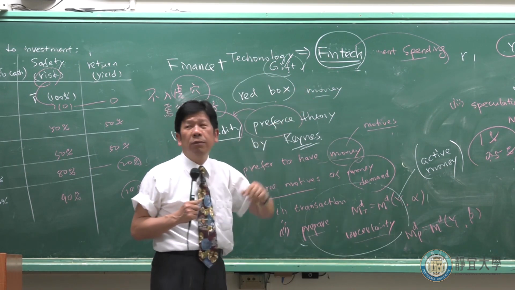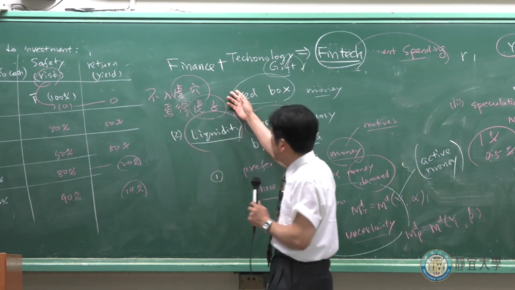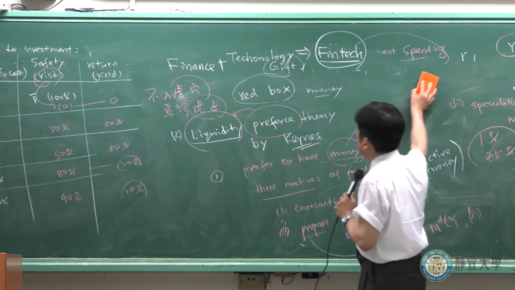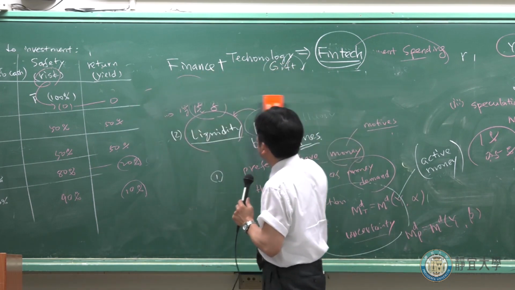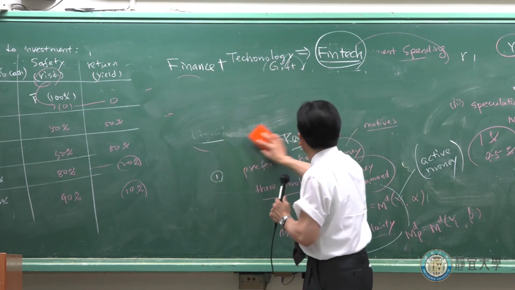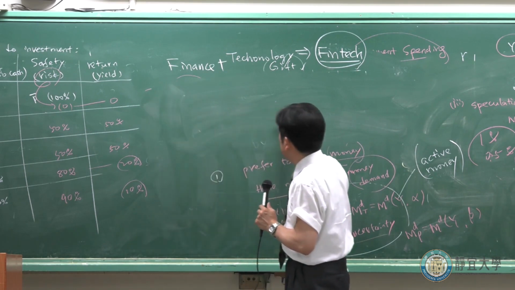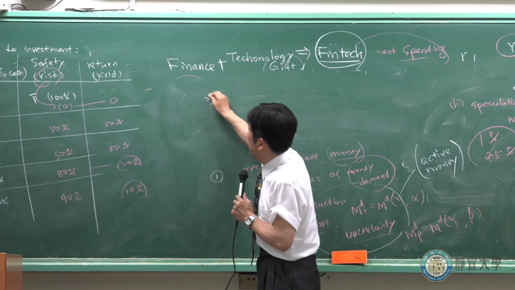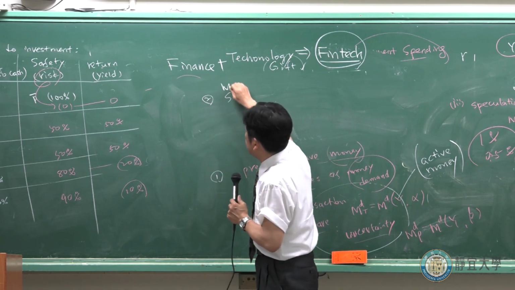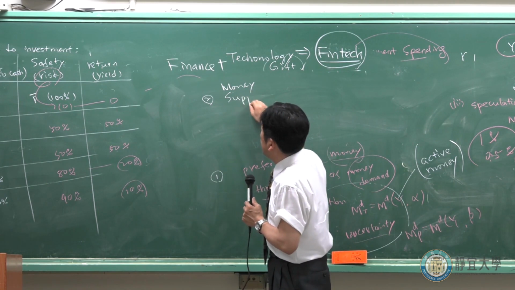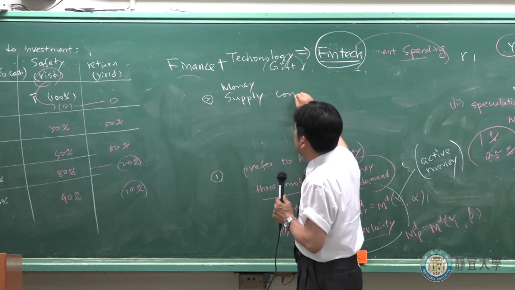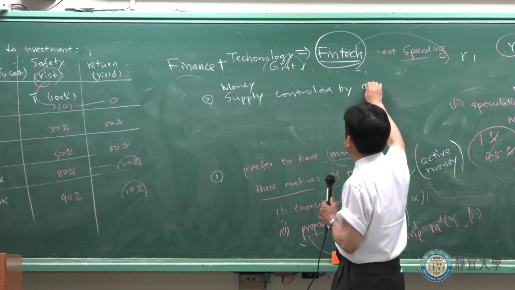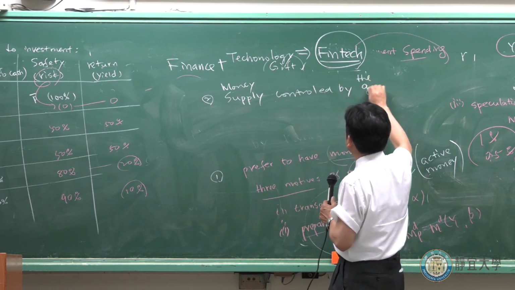Okay, so here, this is what we just tried to see. And the second, this is the special for money demand. And how about the money supply? The money supply is controlled by the government.